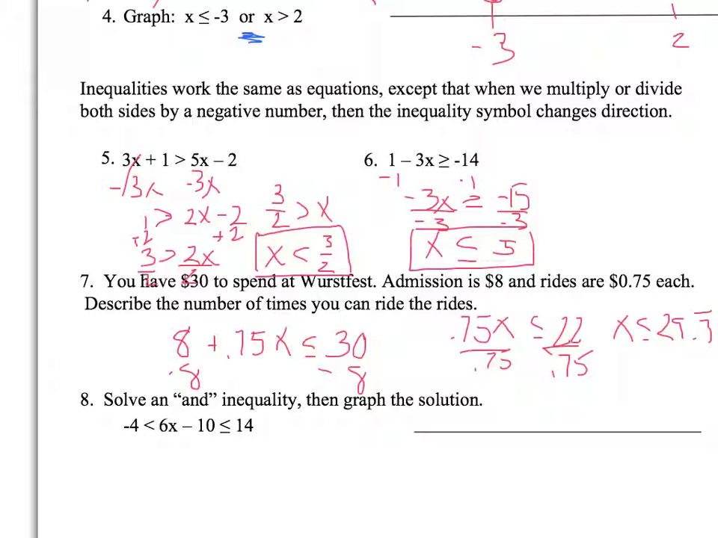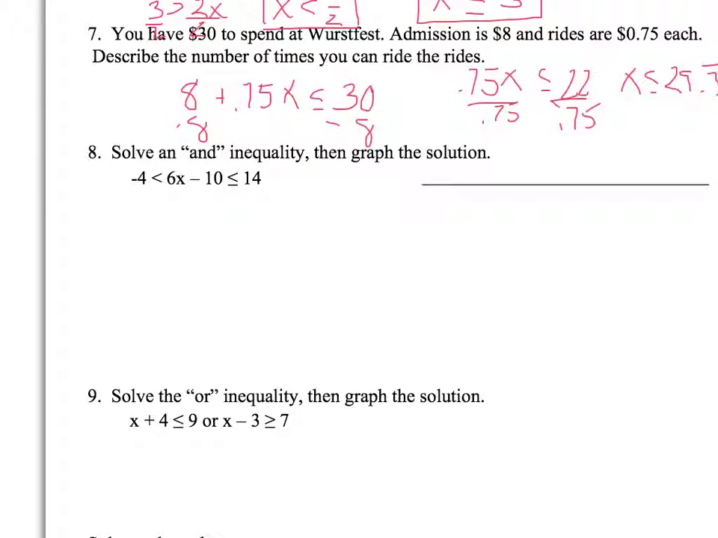Okay, number 8, it says to solve an AND inequality and then graph the solution. I'm going to show you 2 different ways to do this, but then I'm only going to solve it by the fast way, which I'm sure y'all will appreciate. So basically what we're looking at here is 2 separate inequalities. We've got negative 4 is less than 6x minus 10, and then we've got 6x minus 10 is less than or equal to 14. We have to split this up to find the values for x that make both of those statements true.